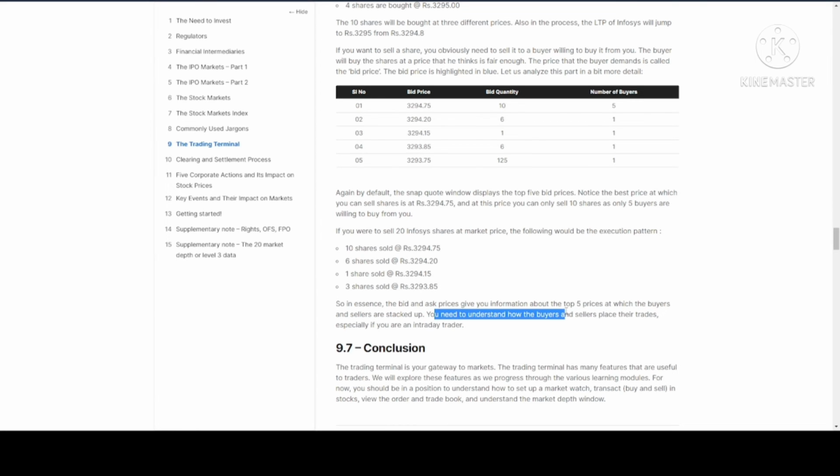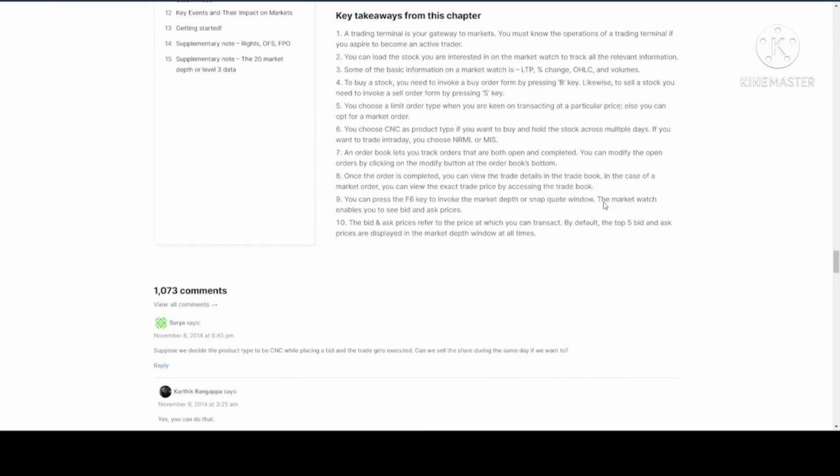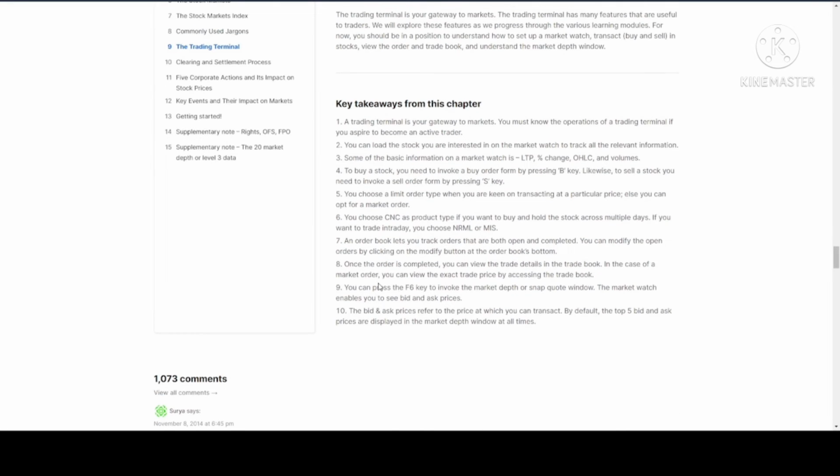You need to understand how buyers and sellers place their trades, especially if you are an intraday trader. Conclusion: the trading terminal is the gateway to the market. The trading terminal has many features that are useful to the trader. We will explore these features as we progress through the various learning modules. For now, you should be in a position to understand how to set up market watch, transact, buy and sell a stock, view the order and trade book, and understand the market depth window. You can press the F6 key to invoke market depth or the F6 quote window.